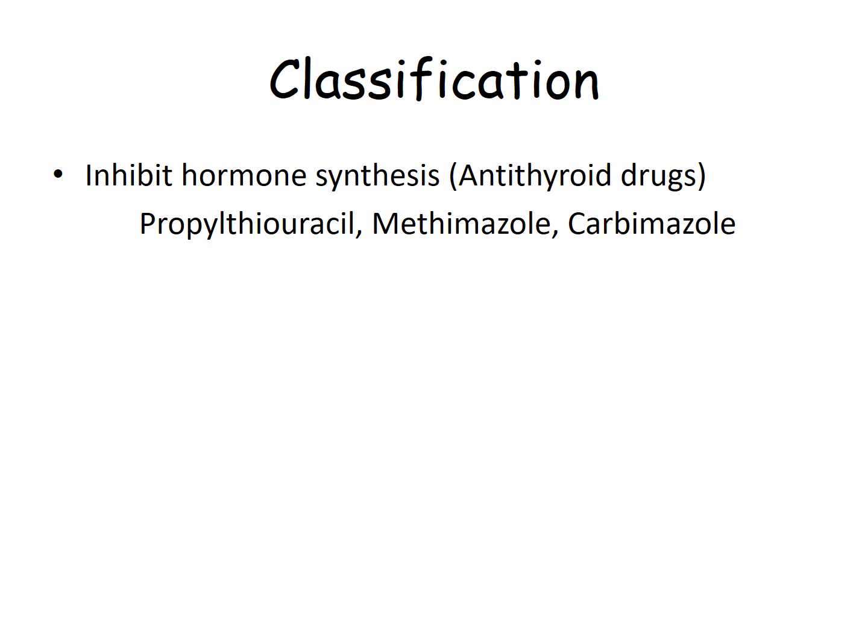Now we can see the classification of thyroid inhibitors. The first group will inhibit the hormone synthesis. They are known as anti-thyroid drugs. The drugs which directly inhibit the hormone synthesis are propylthiouracil, methimazole and carbimazole. So they will be directly acting on the thyroid gland.